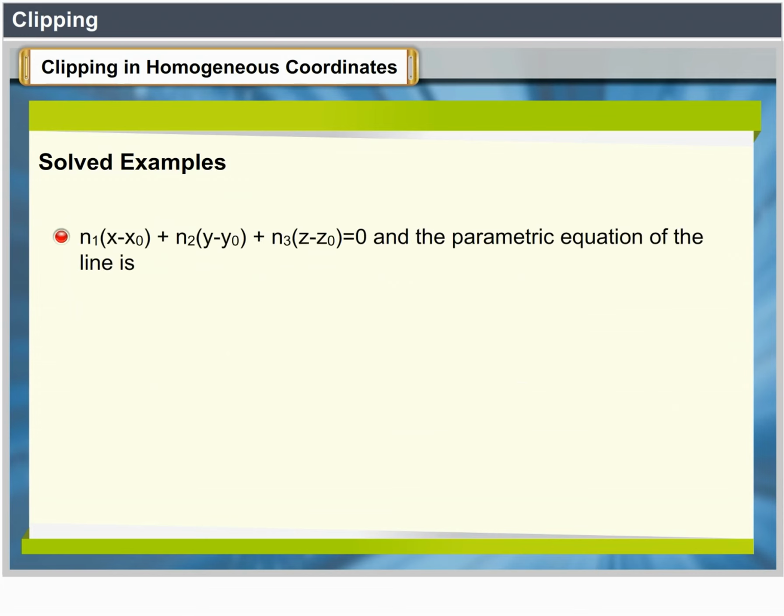Substituting this equation in the equation of the plane, we obtain n1 (x1 plus (x2 minus x1) into t minus x0) plus n2 (y1 plus (y2 minus y1) into t minus y0) plus n3 into (z1 plus (z2 minus z1) into t minus z0) equals 0. Solving this for t yields a parameter value ti at the time of intersection. ti is shown here.